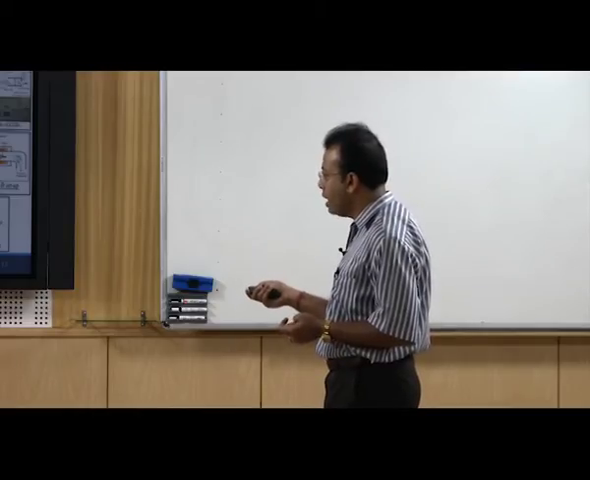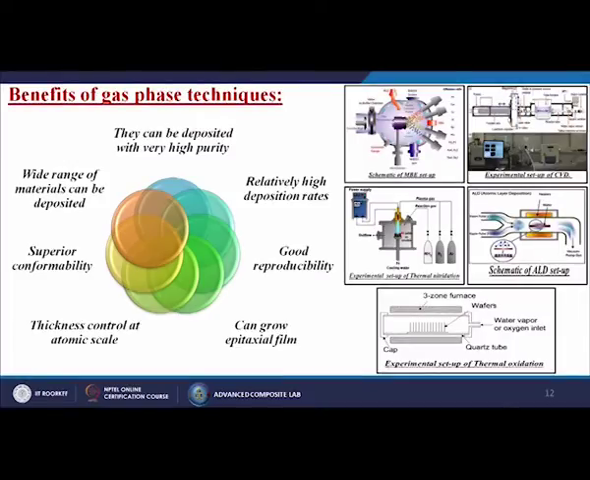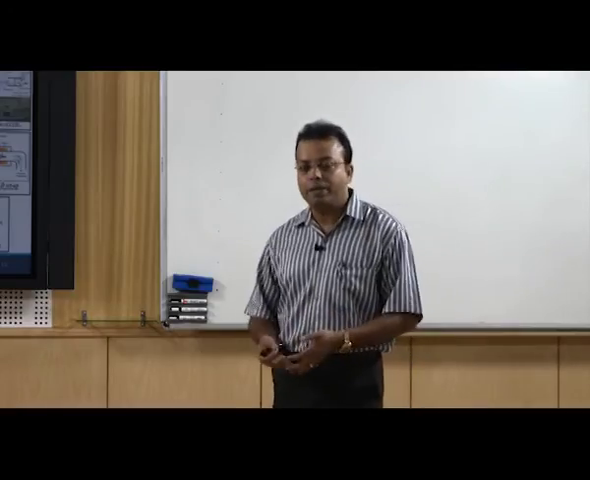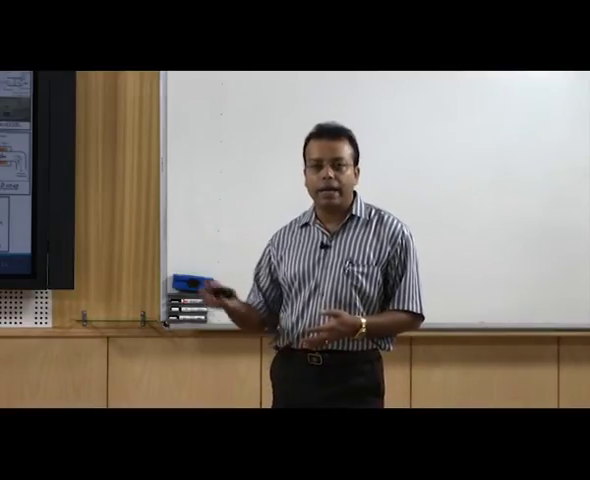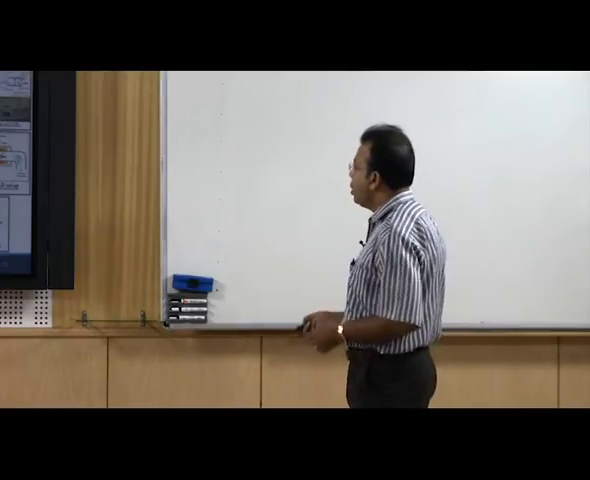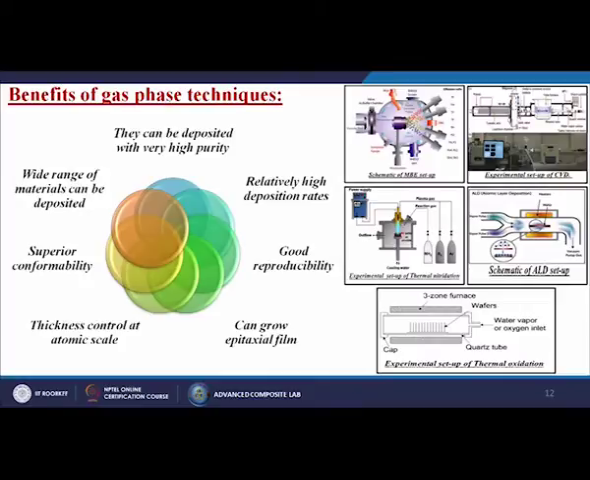It can grow the epitaxial film by the layer method, it can grow onto the substrate itself. Thickness control at atomic scale, already I have discussed that thickness is very controllable by these methods. Superior conformability, and a wide range of materials can be deposited, more or less any material which we can put directly into the vapor or gas phase can be easily taken out and used for this particular purpose. So, here these are all the schematic diagrams we have discussed till now.